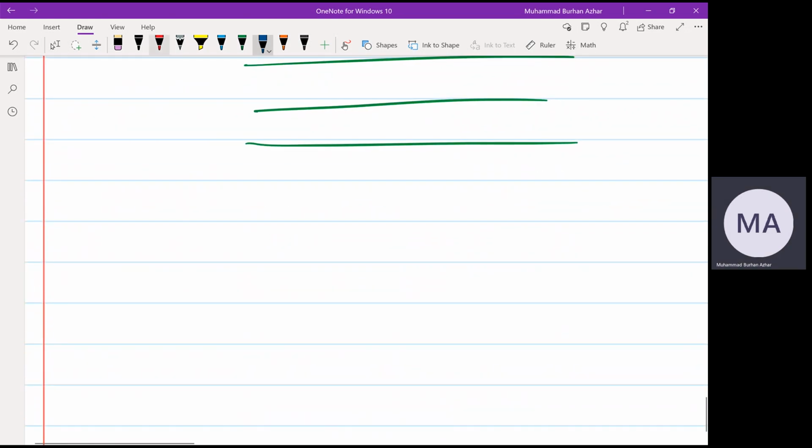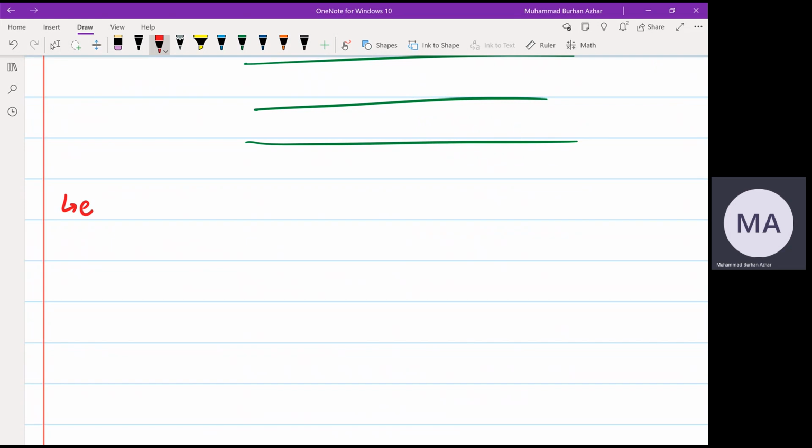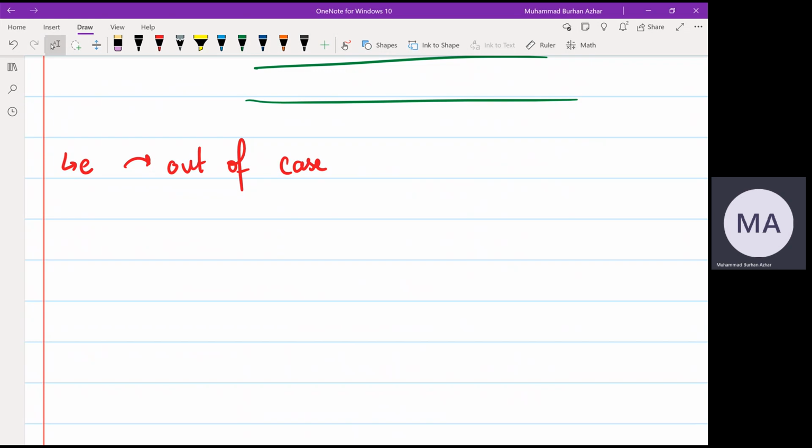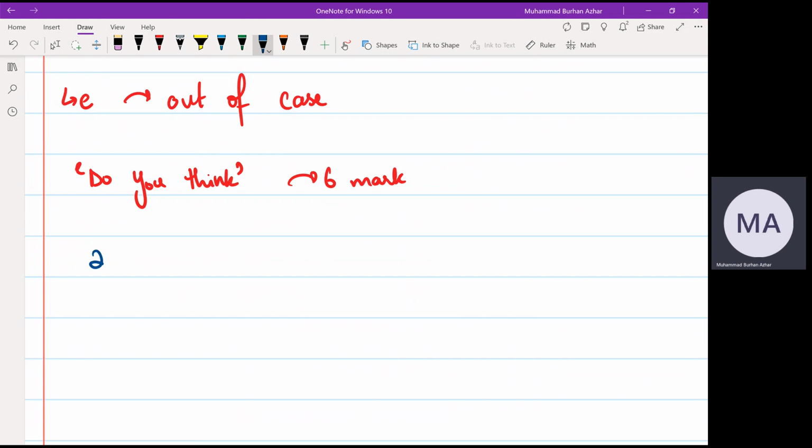Moving on, अब जो हमारा E part होता है, E part is usually out of the case, कि आपको इसमें से case references की जरूरत नहीं होती. It is usually a question which starts with do you think, and this question is of 6 marks. इसके अंदर you have 2 marks for knowledge, you have 2 marks for analysis, and you have 2 marks for evaluation, right?